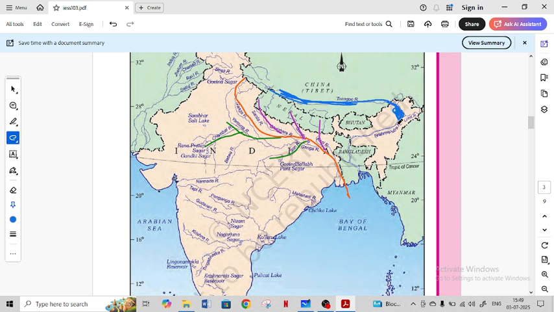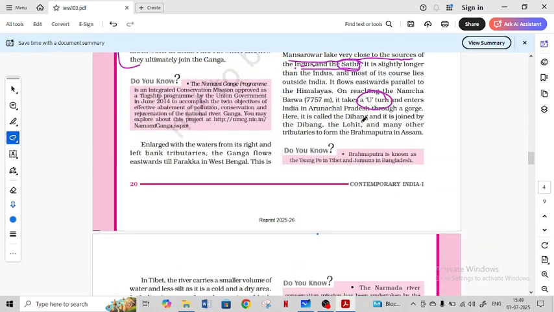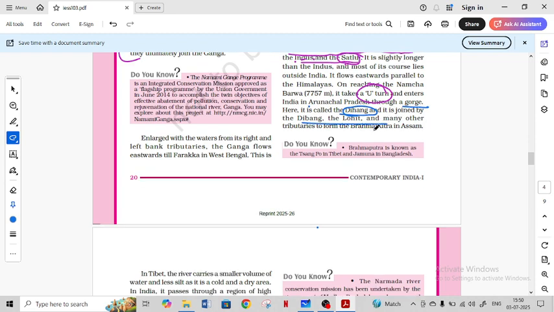It takes a U-turn. In geographical terminology, we call it a syntaxial bend. It is called a syntaxial bend. It takes a U-turn and enters Arunachal, Assam, and then finally flows into the Bay of Bengal. In Arunachal, through a gorge, it is called the Dihang. The names are important, and it is joined by Dibang and Lohit.